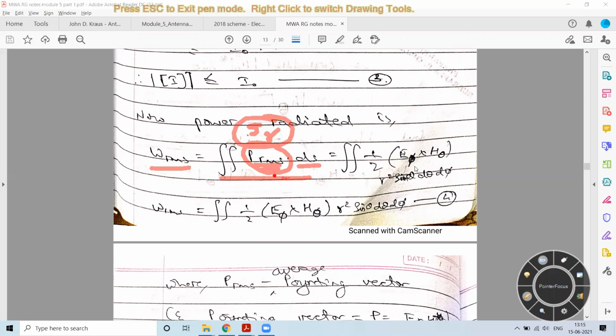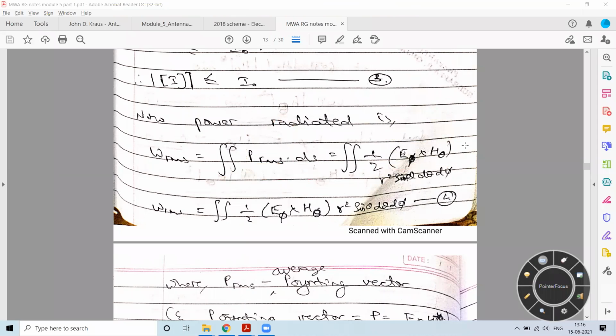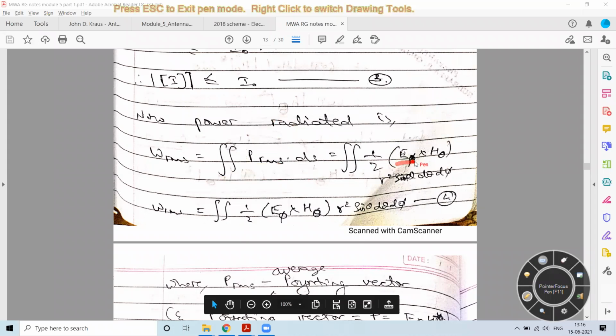This is equal to half of, so in loops, for the orientation, we have E phi component and H theta component. So this is half of E cross H. Since for the electric field we have only the E phi component, it is simplified to E phi cross H theta complex conjugate. That part is missing over there.